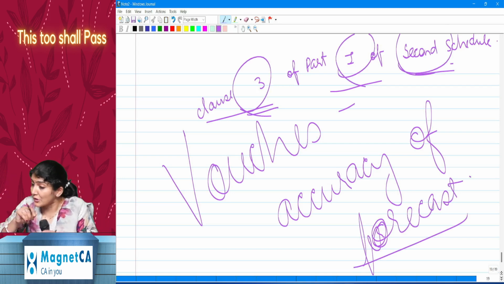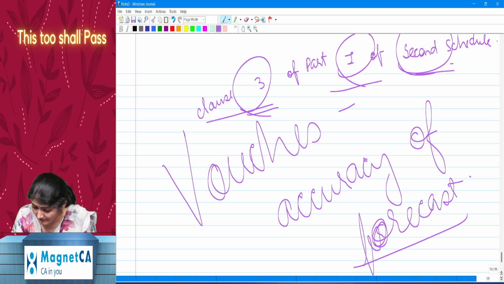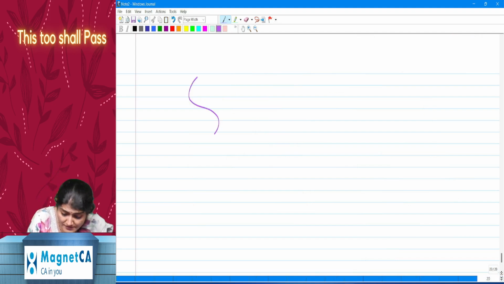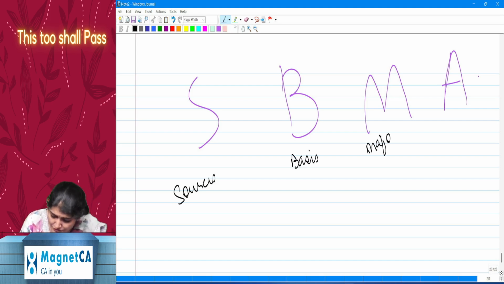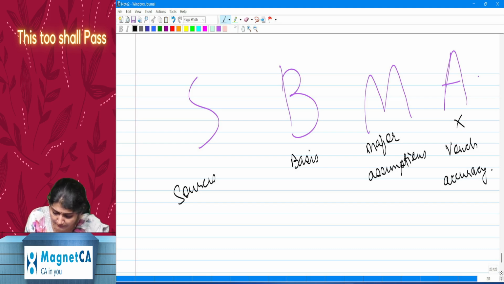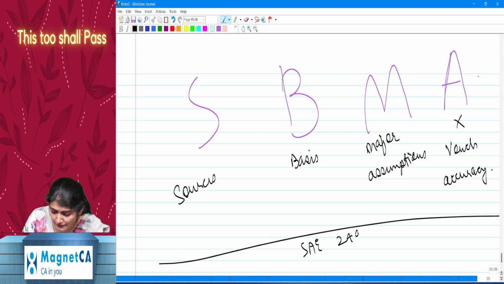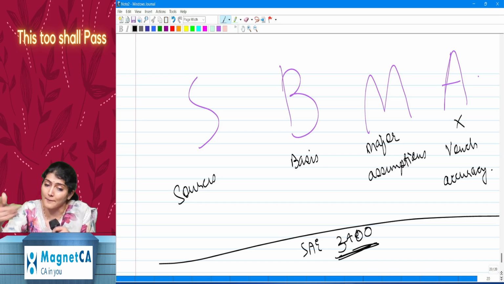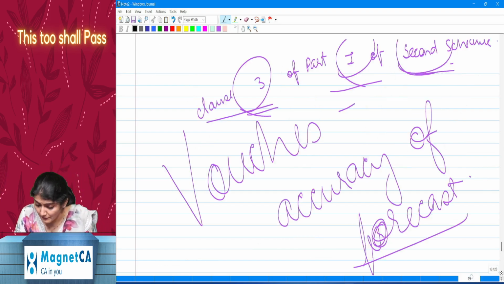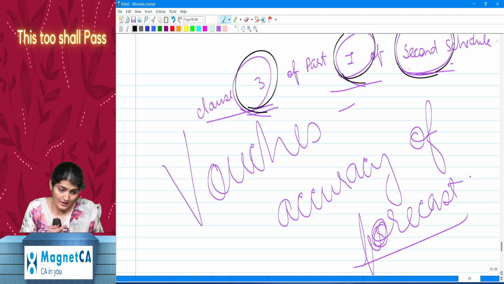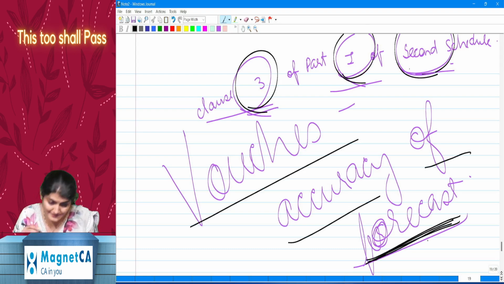But does that mean that a CA cannot put his name along with a forecast? He can. What does it say? You cannot give a 100% guarantee, but subject to these 4 conditions, you can associate with a forecast. What are the 4 conditions? Sources of information, basis of forecast, major assumptions should be disclosed, and he should not vouch for the accuracy of the forecast. If these 4 conditions are fulfilled, then CA, can you permit use of your name along with a forecast? Yes. But if you say 100% this will happen, it says out. You are guilty of professional misconduct under 312. What is clause 312? Clause 3, Part 1, Second Schedule. And vouches for the accuracy of the forecast.